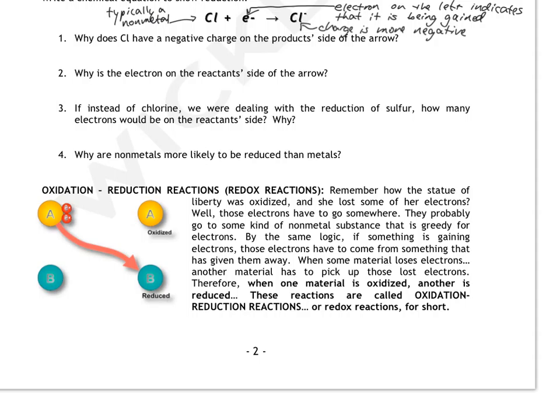Okay, so why does Cl have a negative charge on the product side of the arrow? Because it gains a negative charge. It gained an electron. And the electron appears on the reactant side or the left-hand side of the arrow to indicate that it has been gained.